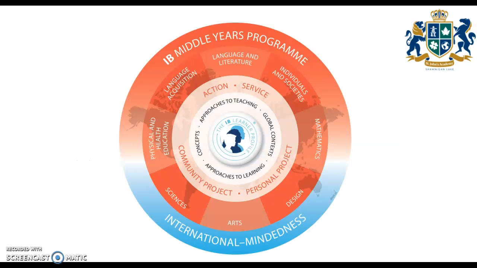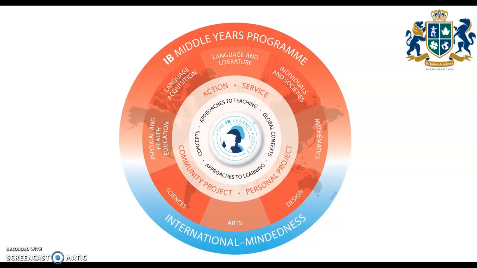So to quickly begin, all of our students from grades 6 to 10 are currently in the middle years program, which is a program developed by the International Baccalaureate. The International Baccalaureate as an organization was founded in Geneva, Switzerland in the 1960s with the sole purpose of promoting world peace. And within the middle years program, we offer 8 different subjects. You'll see those on the second rung of the circle. So those range from sciences to design to individuals and societies.